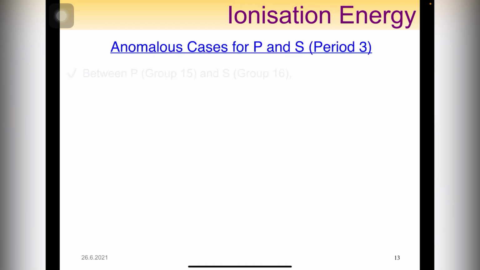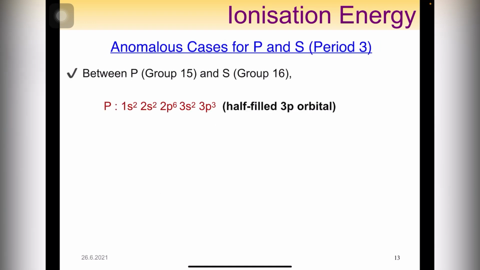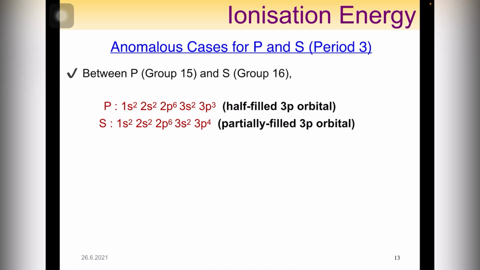Next, okay, the last one. Let's see the anomalous cases for phosphorus and sulfur, same as the elements in period 2.